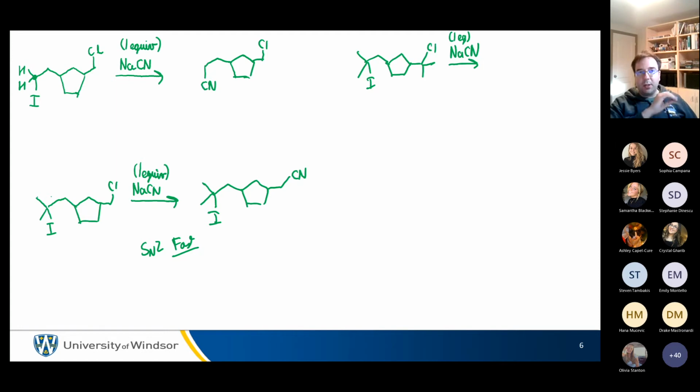SN2 is like a missile. It's fast. Charged thing, doesn't want to be charged. Boom, bam, explosions. The SN1 takes time. The leaving group needs to leave, but it doesn't want to leave because it doesn't want to be charged. So it slowly wanders off, and then the nucleophile comes in. The SN2 is going to win every time because it's faster. But no SN2 is possible, and E2 is not really possible because cyanide is not a base. So that gives time for the SN1 to occur.